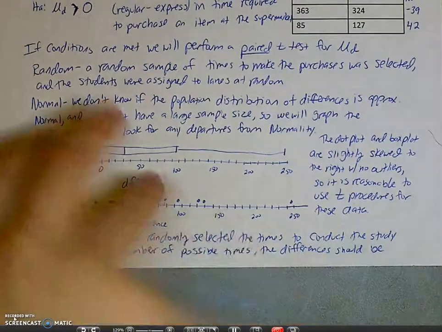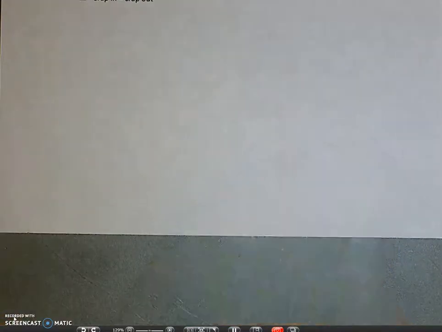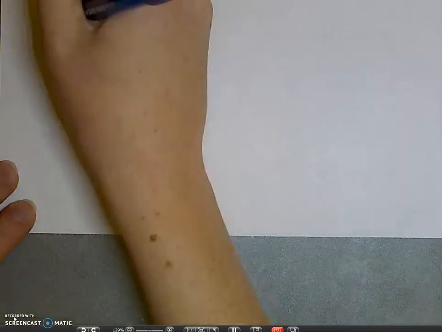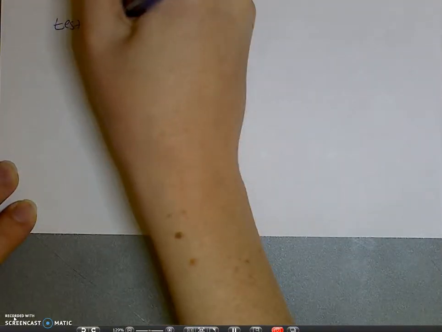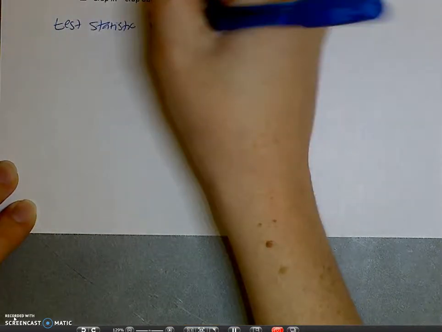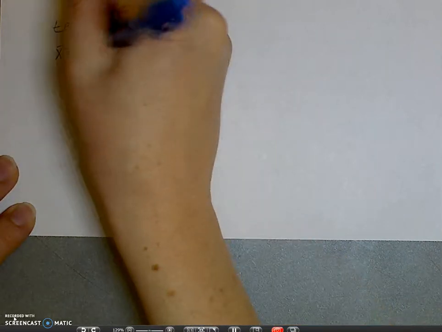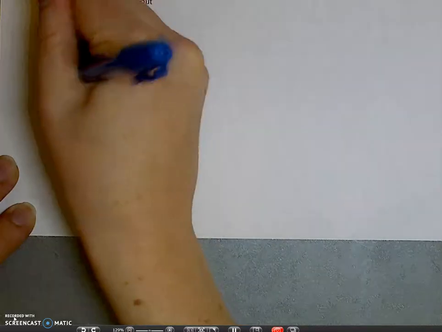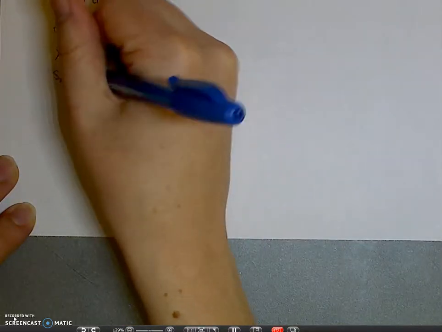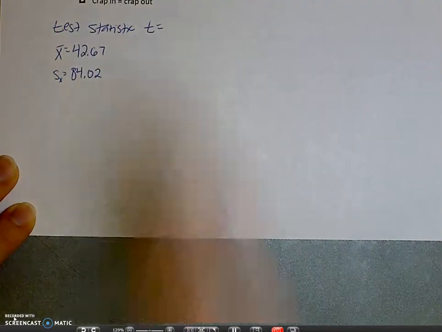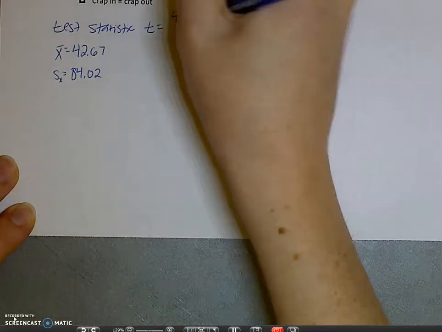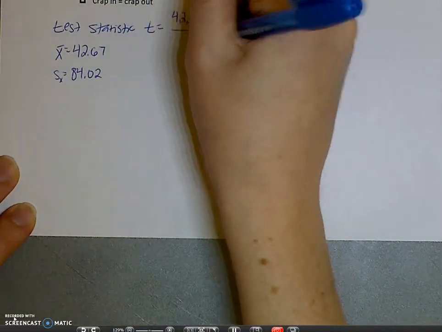So let's go ahead and do some math. I ran out of space, so I'm going to do this on the back. So, my test statistic is t. And I'm going to take my sample mean, which we said was 42.67. My sample standard deviation, which was 84.02. So 42.67 goes up there. What was my claim? I claimed they were the same, which means the difference would be 0. Divide that by my sample standard deviation.